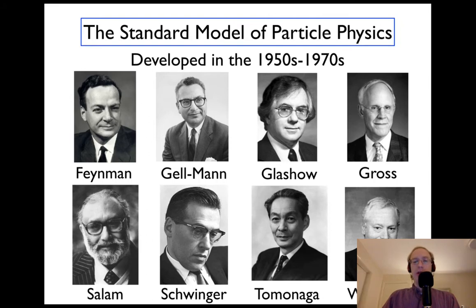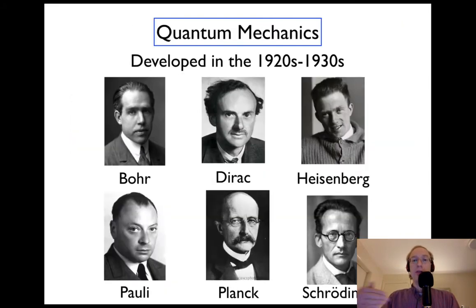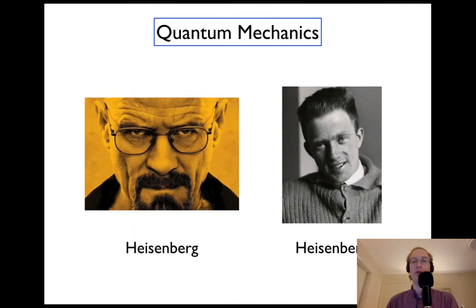And the key point, the Standard Model of Particle Physics was based on quantum mechanics, which was really developed before World War II, the generation before, in the 20s and 30s. And here again, I've shown some of the people involved. Again, some Nobel Prize winners, not even all of them, but some of them. You may recognize some of the names, like Schrodinger, maybe Planck. And actually nowadays, probably the most familiar is Heisenberg because of the show Breaking Bad, which I admit I've never seen.